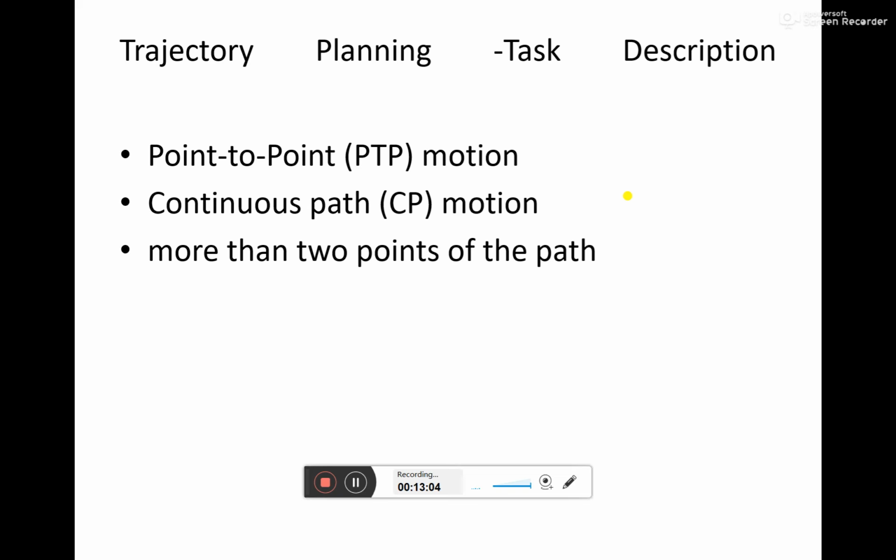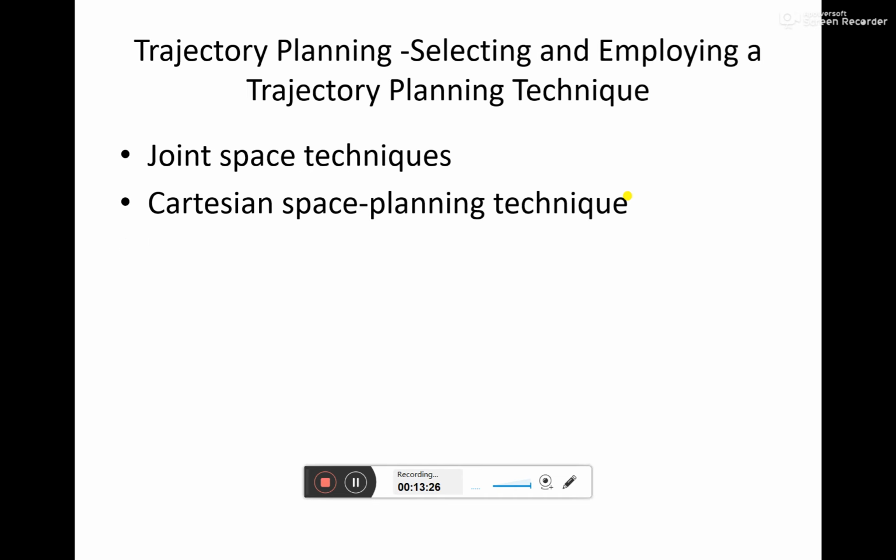Based on that requirement, we have to identify the different types of movements required in our task, whether it is a point to point motion, or a continuous path motion, or whether more than two different points are coming in the path. And the next one is trajectory planning: selecting and employing an appropriate trajectory planning technique.